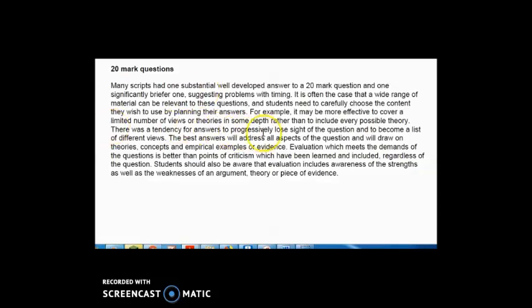There was a tendency for answers to progressively lose sight of the question and become a list of different views. It is here that you are linking back to the question.